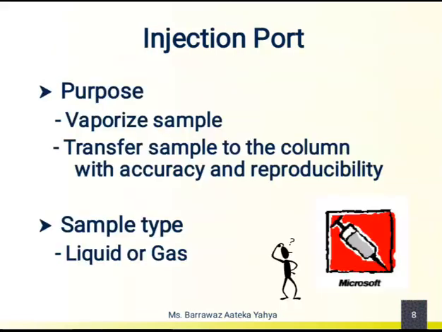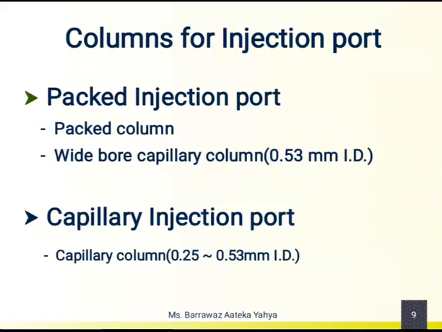Then we have the injection port. Injection port is a device which helps to inject a vaporized sample into the column. It propagates the sample from the injection to the column with high accuracy and reproducibility. Based on the type of sample, we have different types of injection port. As the sample type varies from liquid to gas, we have various injection ports. The geometry and the configuration of the injection port vary.